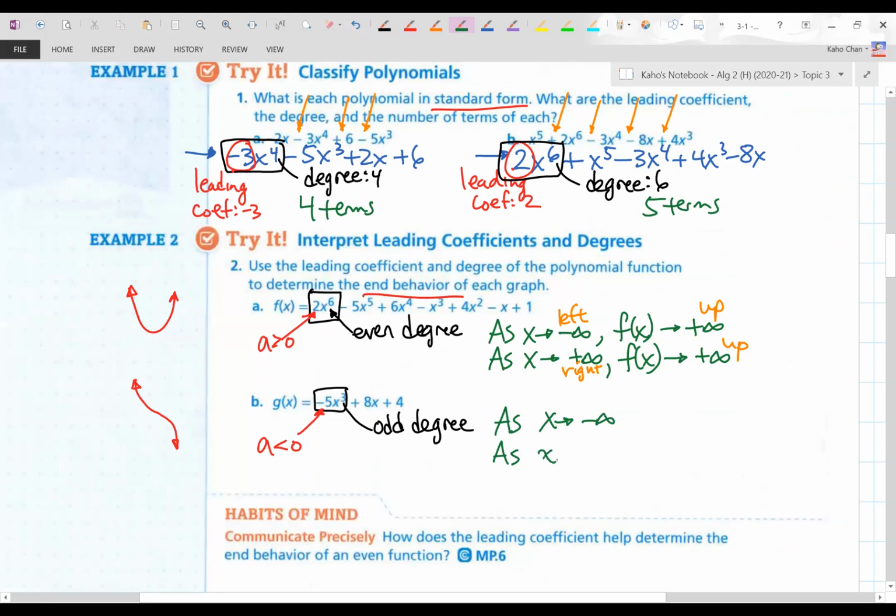I promise you, you'll see this again on a standardized test. They love these questions. They'll probably be on your final as well.